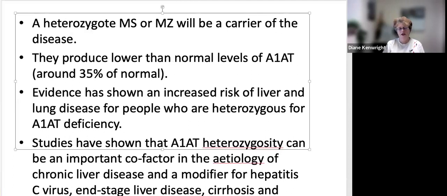All right. So heterozygotes are carriers of the disease. They produce lower levels of alpha-1 antitrypsin than normal. There is a slight increase of liver and lung disease in people who are heterozygous, but it usually needs a cofactor to activate the disease. So an alcoholic with alpha-1 antitrypsin disease is more likely to get cirrhosis. A heavy smoker who is heterozygous for alpha-1 antitrypsin is more likely to get emphysema. So it tends to be a cofactor if they've got other insults to their lungs and liver.